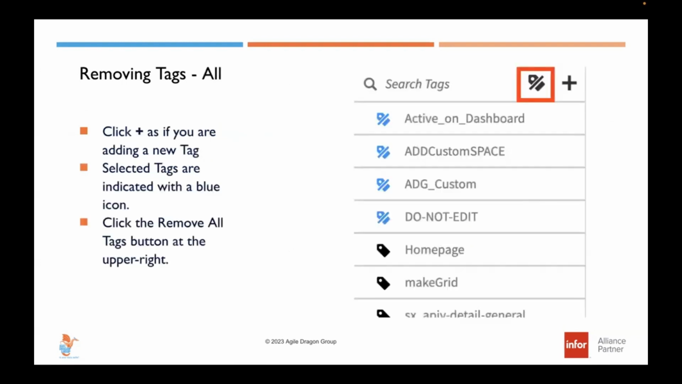Additionally, if you have multiple tags associated to a particular asset and you want to delete all tags, simply click the plus symbol as if you were adding a new tag, and then the list of tags opens up, and the ones that are active on your asset are indicated in blue. If you want to delete all of them, simply click the icon in the upper right that's indicated with the red box, and that button allows you to remove all tags with one click.